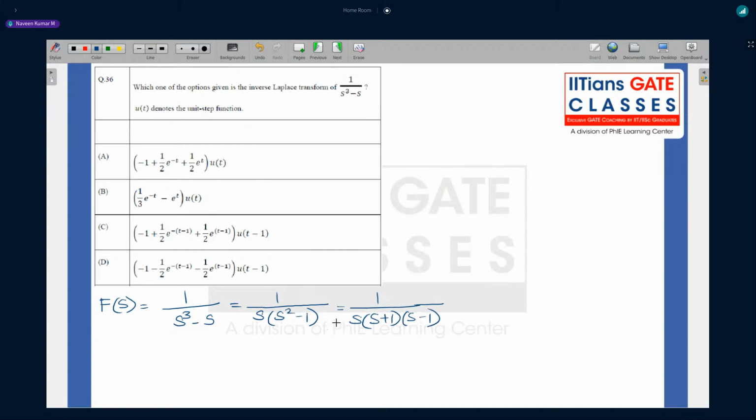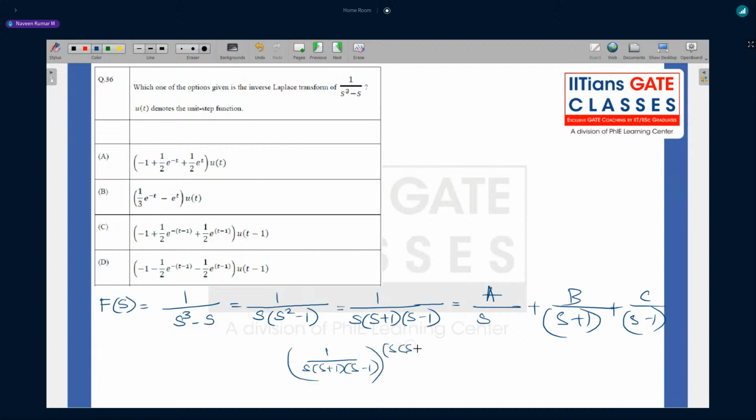So already there's a trick that we have discussed in our class, right? Simply I'm just going to write here a by s plus b by s plus 1, plus c by s minus 1, right? And on both the sides I'll multiply with this denominator. So this is 1 by s into s plus 1 into s minus 1, and I'll multiply it by s into s plus 1 into s minus 1, right? All these things I'll do.